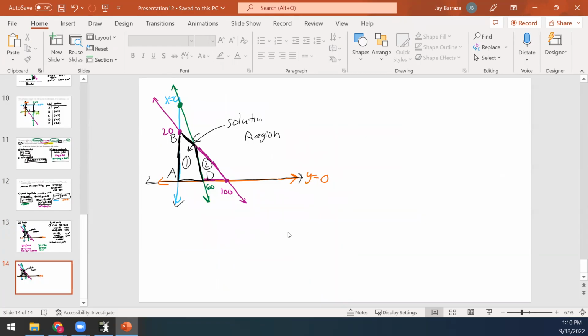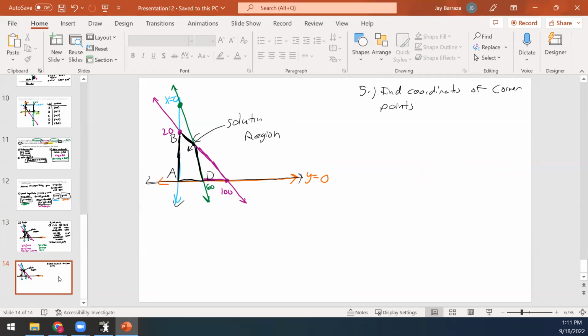So let me just erase some of this information that we don't need. Okay, so that was step 4. Step 5, find the coordinates of the corner points.